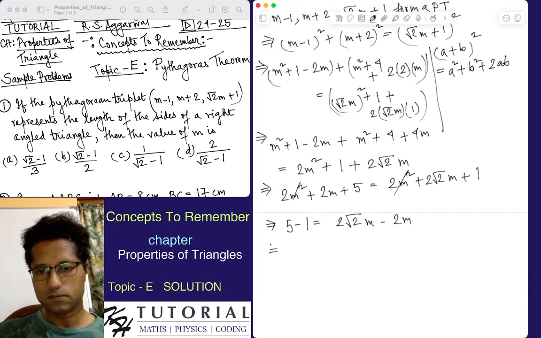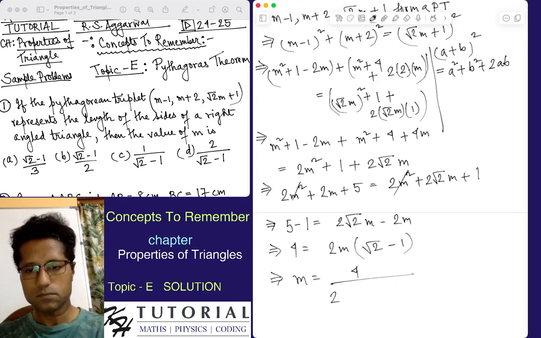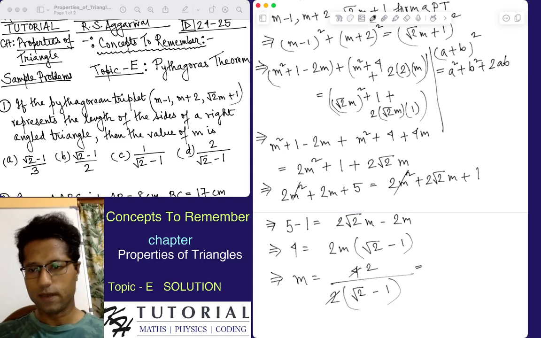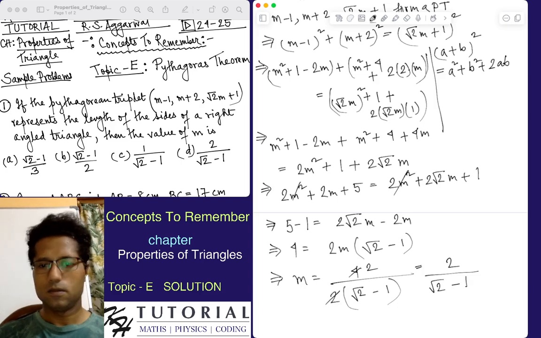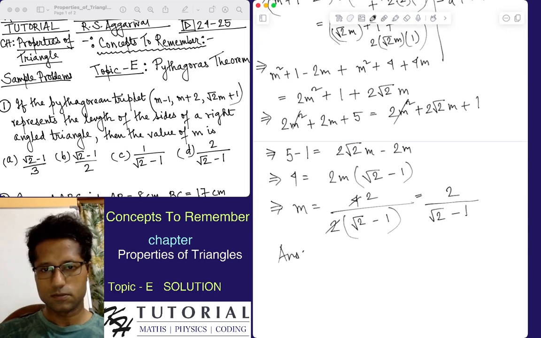This implies 4 equals to, if I take 2m common, I get root 2 minus 1. Now this implies m will be equal to 4 by twice of root 2 minus 1. Now 2 cancels out, so 2 divides 4 with 2, we have 2 by root 2 minus 1. So this is the answer, value of m. So the correct choice is B.